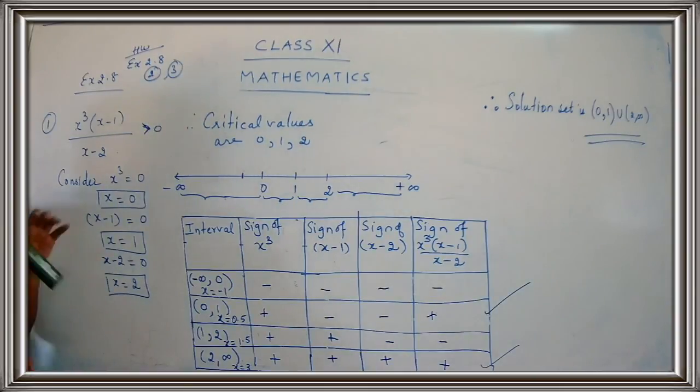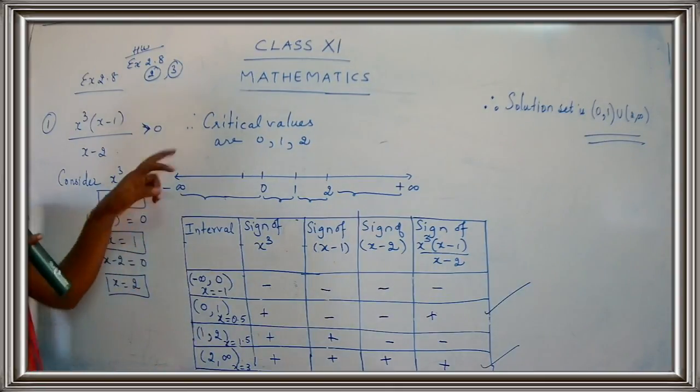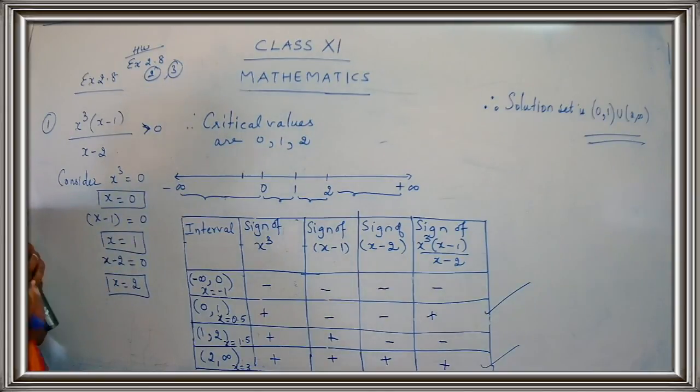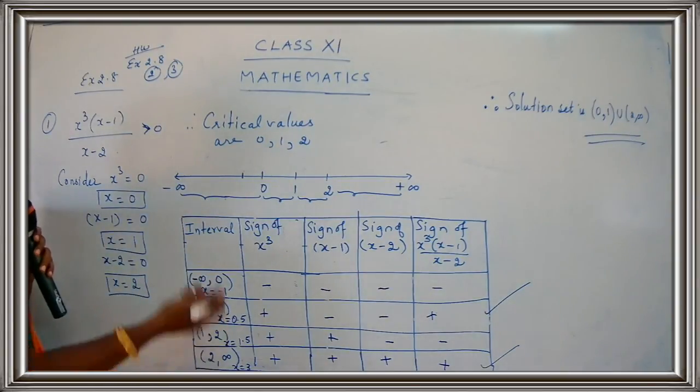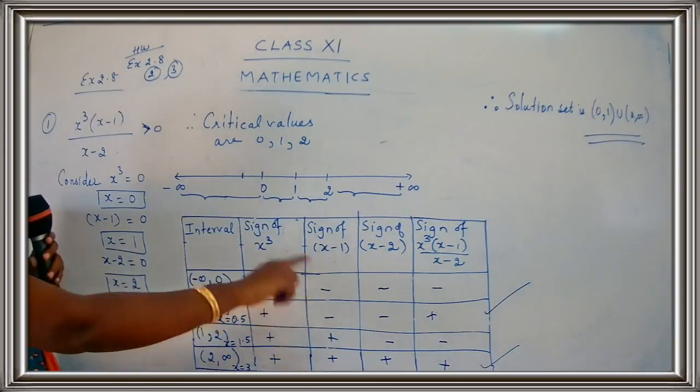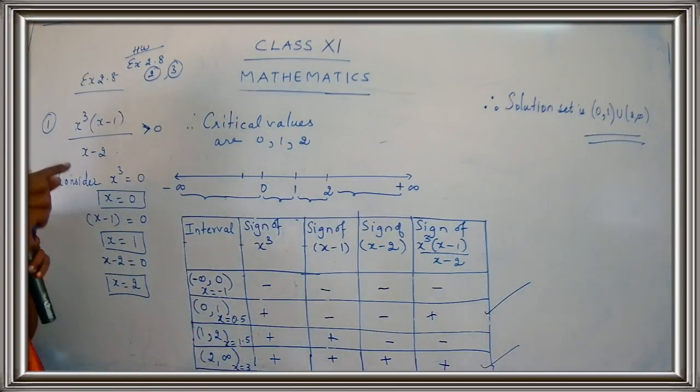Okay, children, you have to try out sum number 2 and sum number 3 by this model. You have to just find out the critical values first. After finding the critical values, draw the number line and try to get the intervals. And after you get the intervals, go on drawing the table and focus on the signs. And just check whether you have to go for the greater than 0 or you have to go for the less than 0.